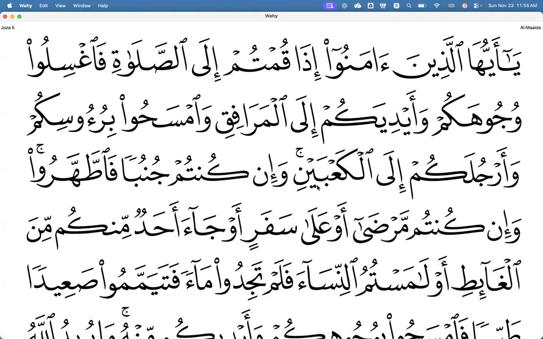Ilal ka'bain. Ka'b means your ankles. Okay? Ka'bain, your two ankles. Ilal ka'bain. Because every foot has two ankles, right? Yes, two ankles. Okay. Wa arjulakum ilal ka'bain.